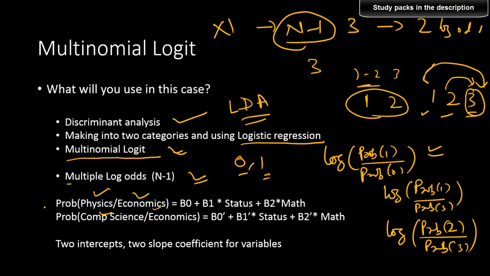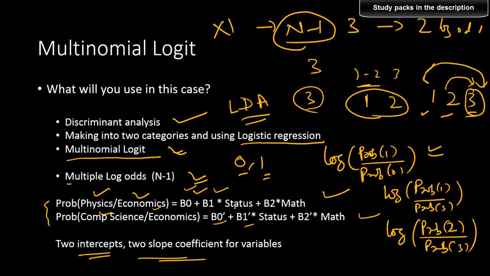We'll have two intercepts because there are two logits. So we'll have two intercepts and two slope coefficients for each one of these variables. Why? Because to get the probability, you'll always have one for a particular type of comparison. When we compare 1 and 3, we'll have one intercept. When we compare 2 versus 3, we'll have another intercept. So when there are three different categories, we'll have two types of regression equations, where we'll have beta naught and beta naught dash, beta 1 and beta 1 dash. They're going to be different because the dependent variable comparison is changing: physics compared to economics in the first case, computer science compared to economics in the second case.